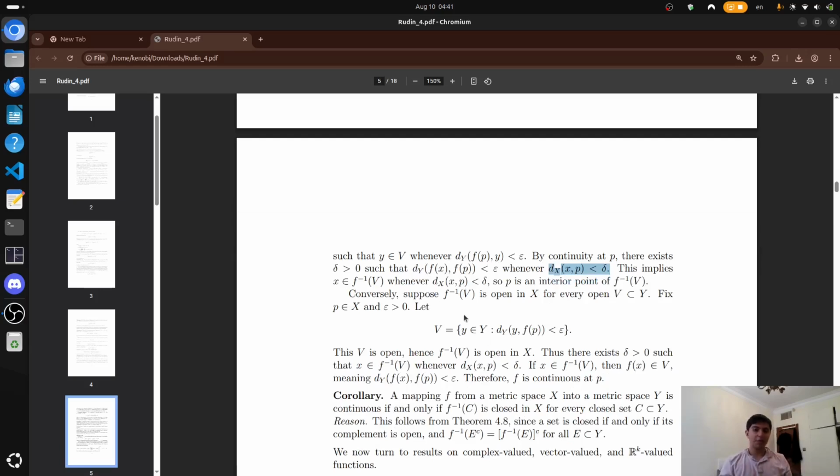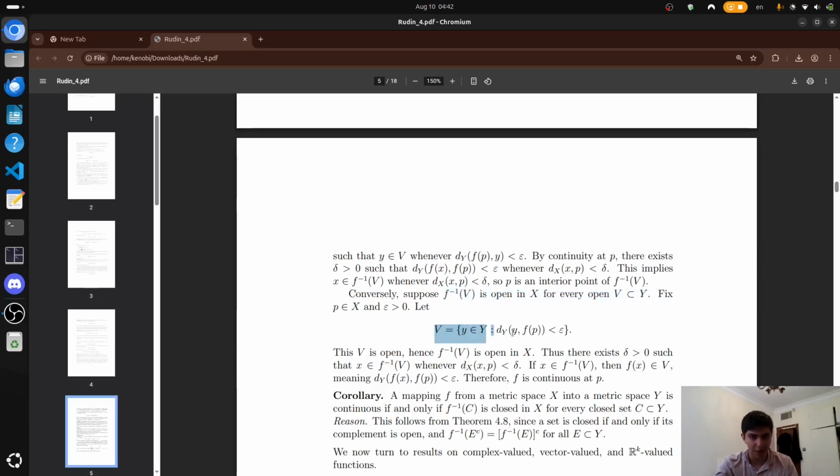for the converse, we want to prove that it is continuous if it is open for every x, right? Conversely, suppose f inverse of v is open in x for every open v in y. Fix p in x and epsilon greater than 0. Let v equal the set of y in y such that d_y(y,f(p)) is less than epsilon. So this v over here, this is the general v we're talking about.